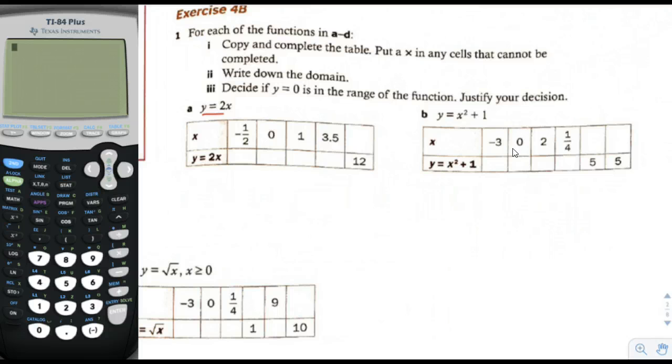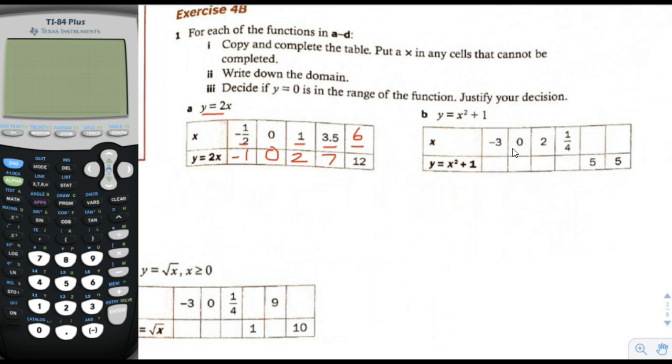We're going to try to fill in the table for y equals 2x. So let's start with 0, that's an easy one. Y equals 2 times 0. Okay. What about for 1? Y equals 2 times 1. What about for this one? Y equals 2 times 3.5 is 7. What about for this one? Y equals 2 times negative 1/2, that would give me negative 1. And then what about for this one here? What do I double to get 12? It would be 6. Okay.